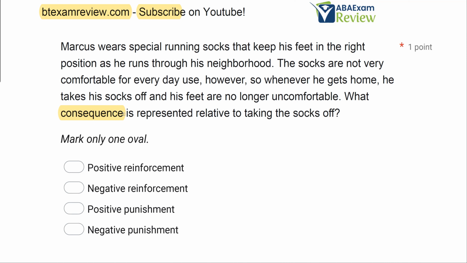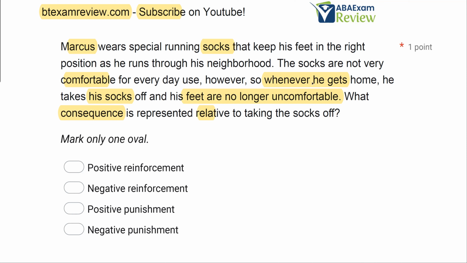So you can start one of two ways, right? Because we need to identify if it's going to be positive or negative, and then we need to identify whether the behavior increased or decreased. If it increased, it's reinforcement. If it decreased, it's punishment. Now, let's look at the situation. We're looking at Marcus, who wears these socks that keep his feet in the right position as he runs through his neighborhood. However, the socks are not very comfortable, so when he gets home, he takes his socks off, and what happens? His feet are no longer uncomfortable. So the consequence we're looking at is the fact that his feet are no longer uncomfortable, right? Because we're looking relative to taking the socks off.